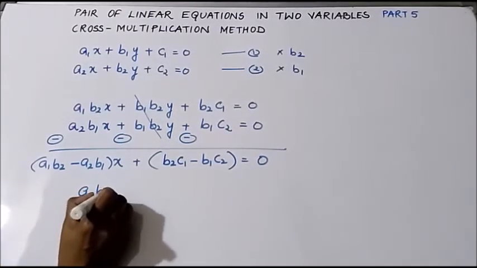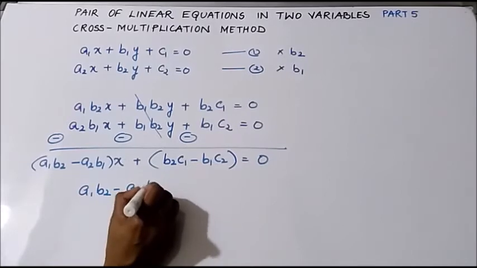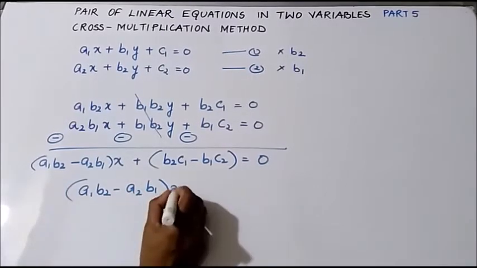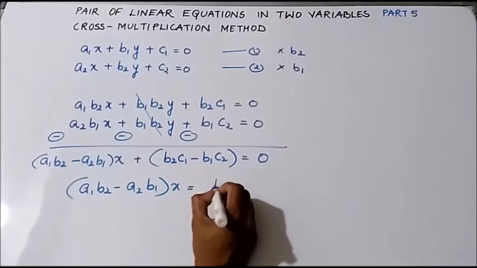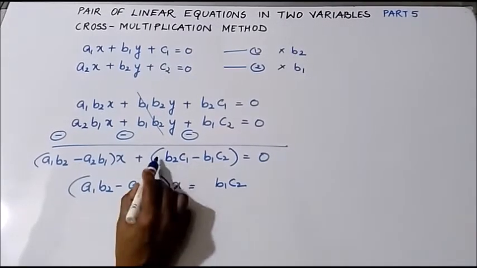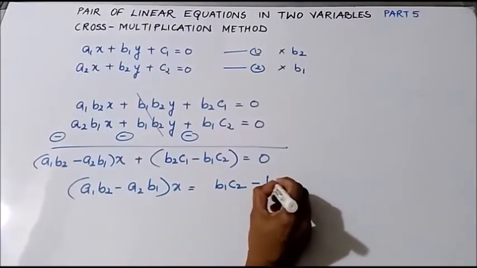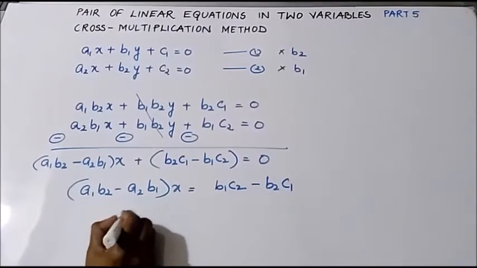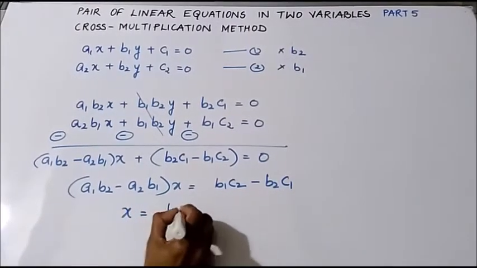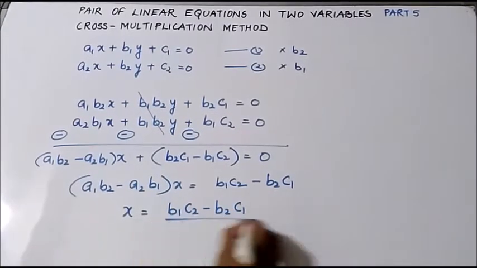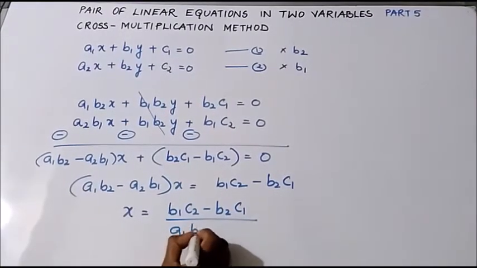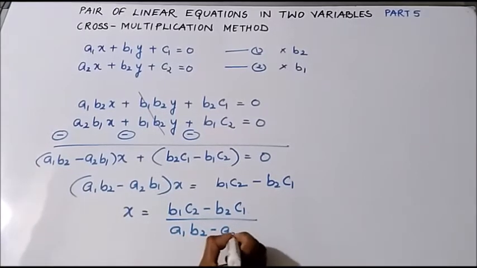It will become a1 b2 minus a2 b1 times x is equal to, here this is minus, it will become plus, that is b1 c2, and here it is plus, it will become minus b2 c1. Now what is x equal to? b1 c2 minus b2 c1 divided by a1 b2 minus a2 b1.